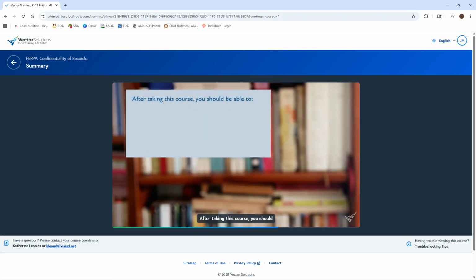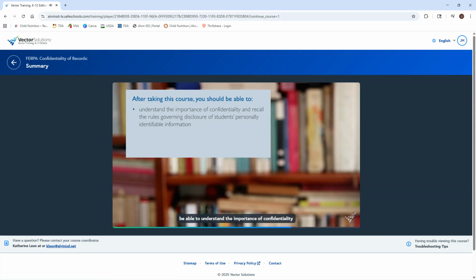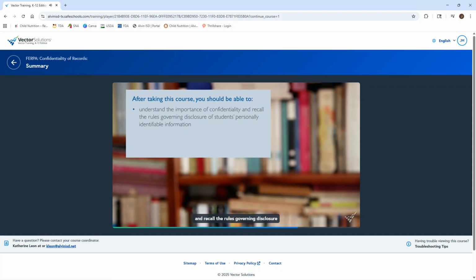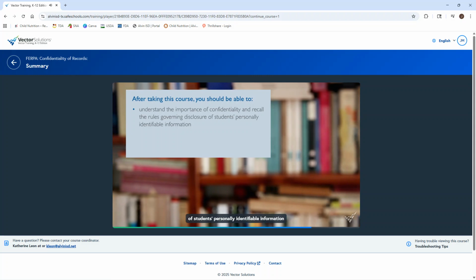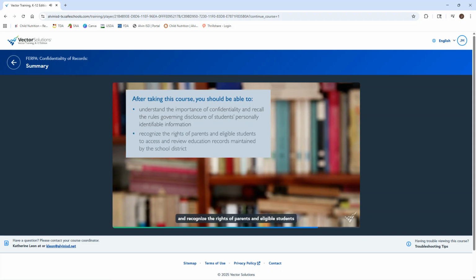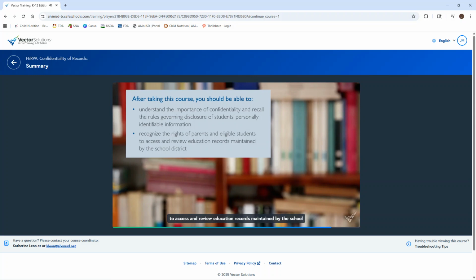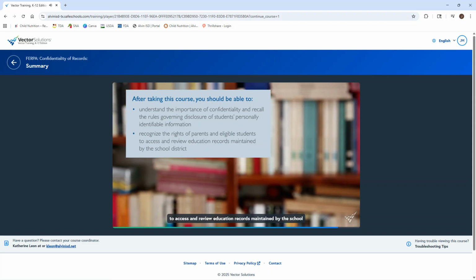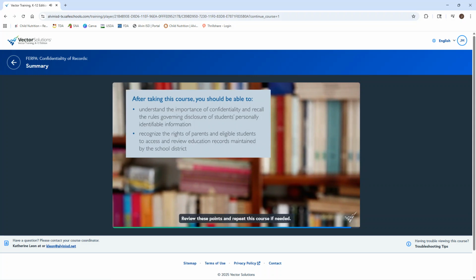After taking this course, you should be able to understand the importance of confidentiality and recall the rules governing disclosure of students' personally identifiable information. And recognize the rights of parents and eligible students to access and review education records maintained by the school district. Review these points and repeat this course if needed.